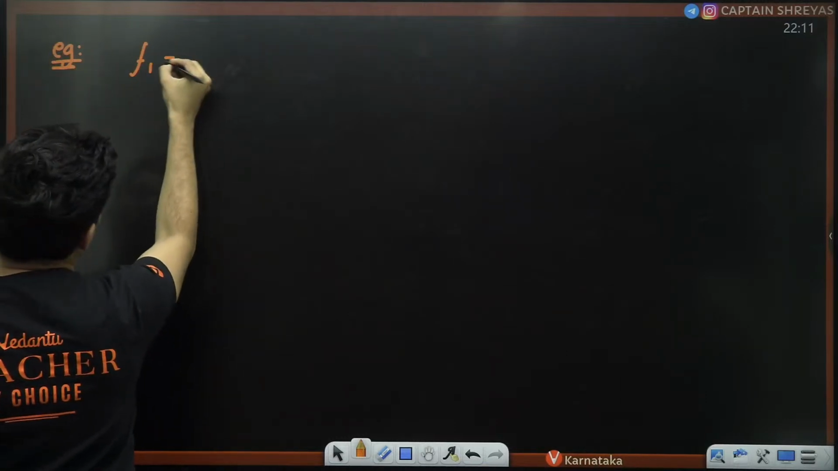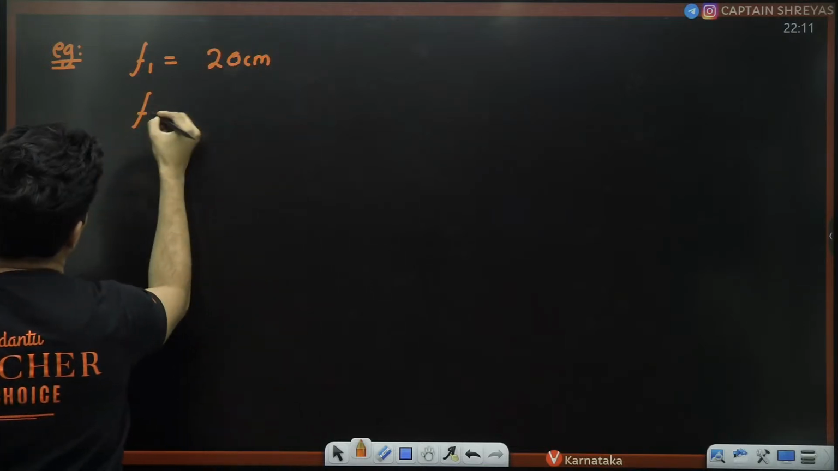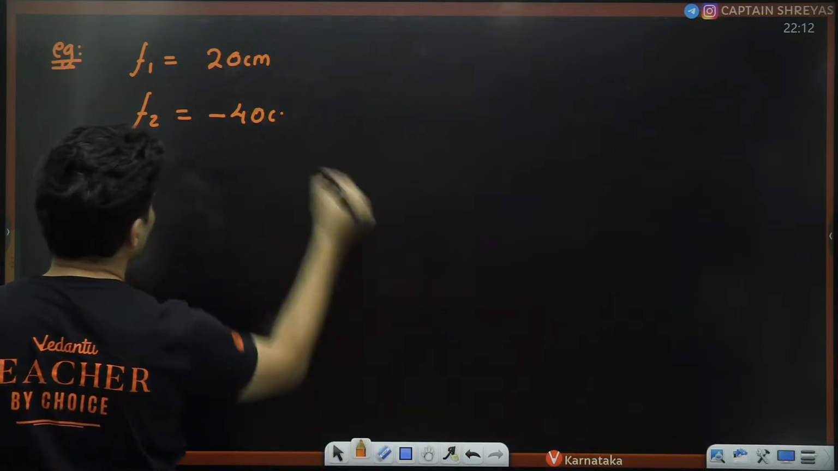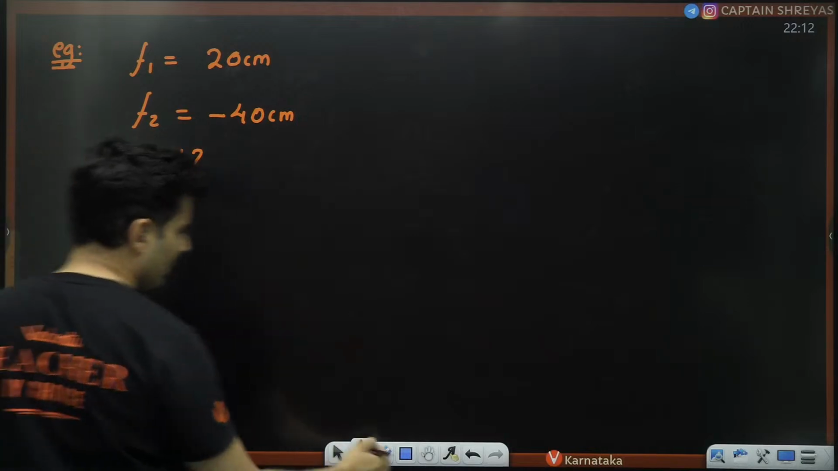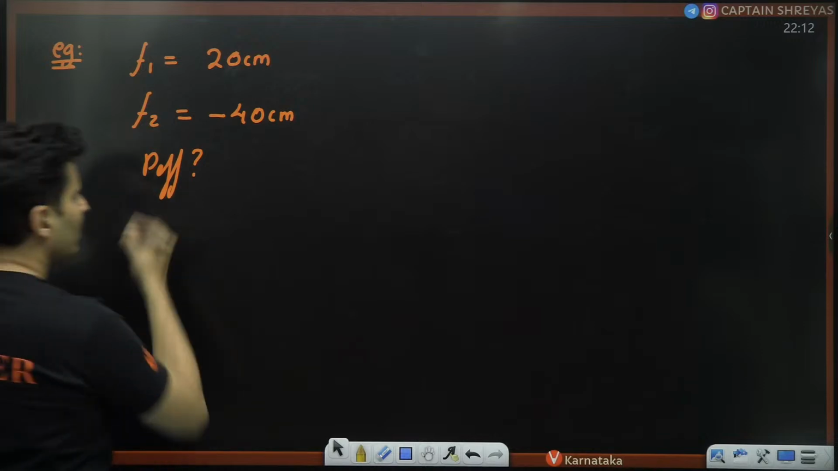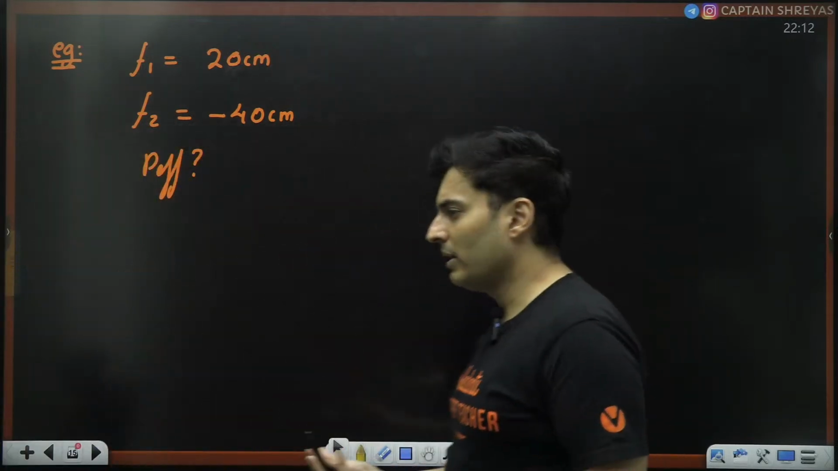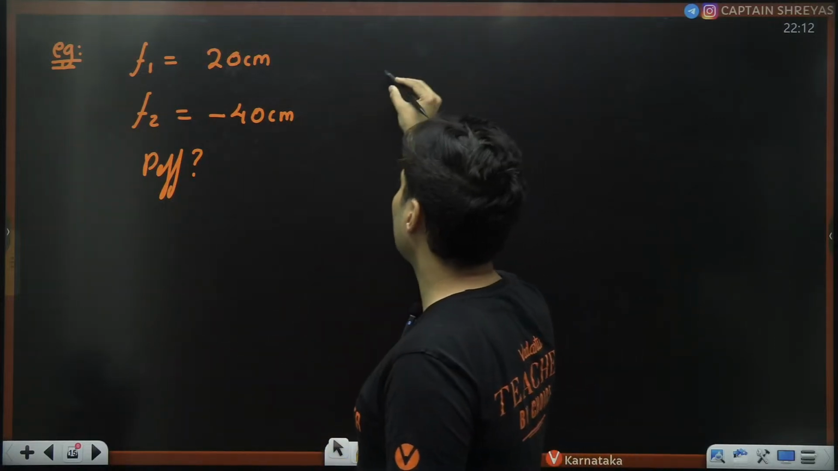If the focal length of one lens is, let's say, 20 centimeters and focal length of other is minus 40 centimeters, can you find out what the effective power is? That's the question. So let's try to solve this. Because we have to find the effective power, that means we need individual powers. That is one way to do it. Or you can find effective focal length and then convert it into power.